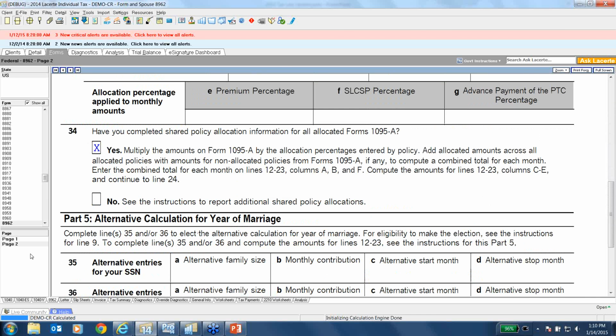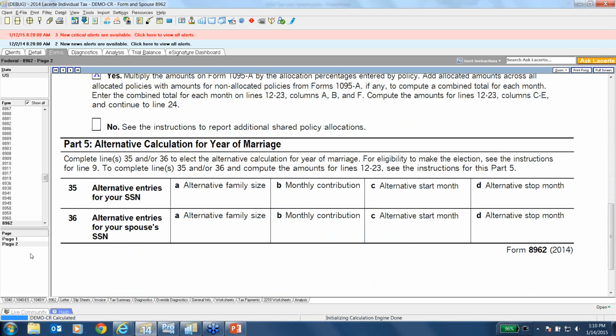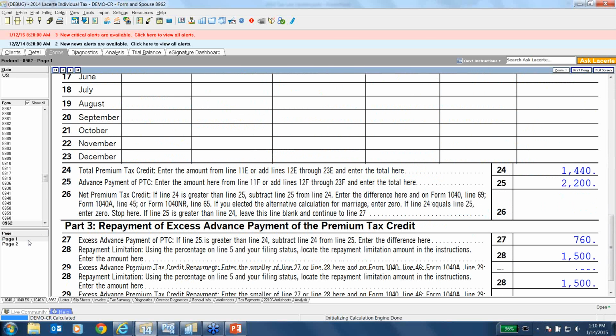Another edge case type situation, Part 5, alternative calculation for year of marriage. So if you get married during the year, it could affect the amount that you need to pay back.